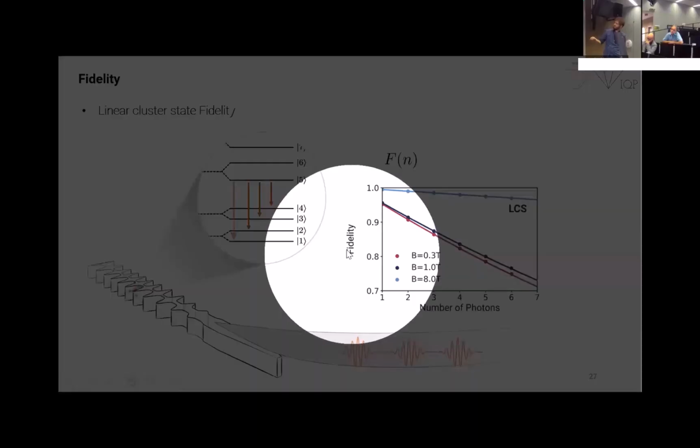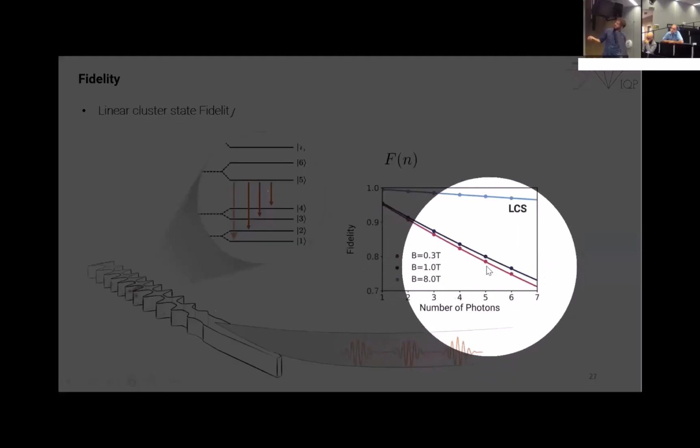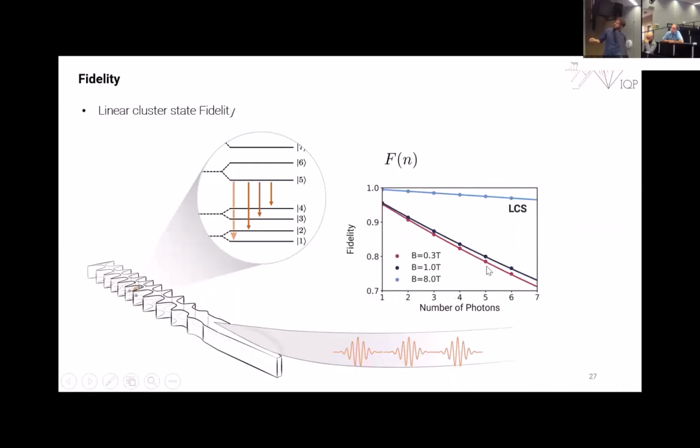So here I'm showing the fidelity of a linear cluster state as a function of the number of photons. And this can also very much depend on the magnetic field strength. So here in this particular example, it performs okay for very large fields, and this is not yet ideal because we can't really create these strong fields in a cryostat easily. But it sort of shows you what kind of games you can play if you have a model that takes into account all these effects.